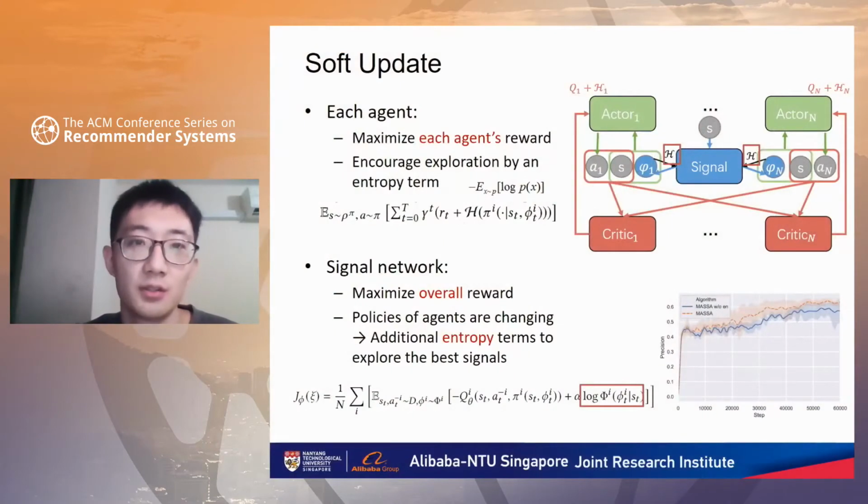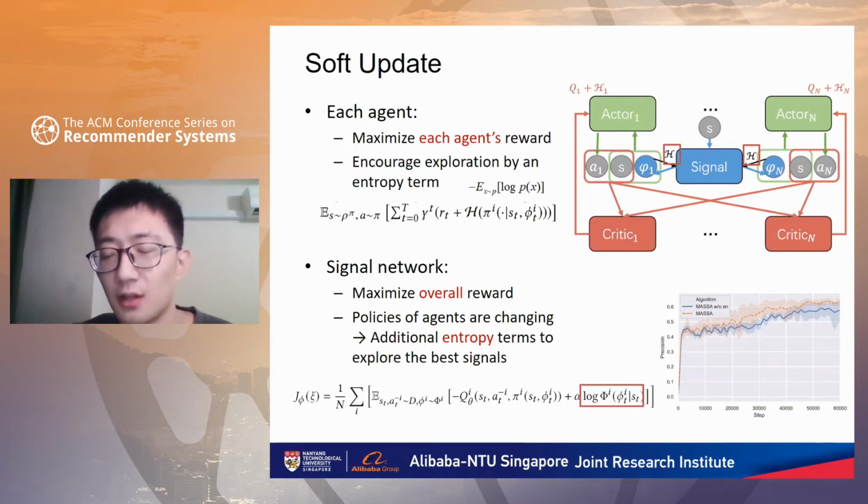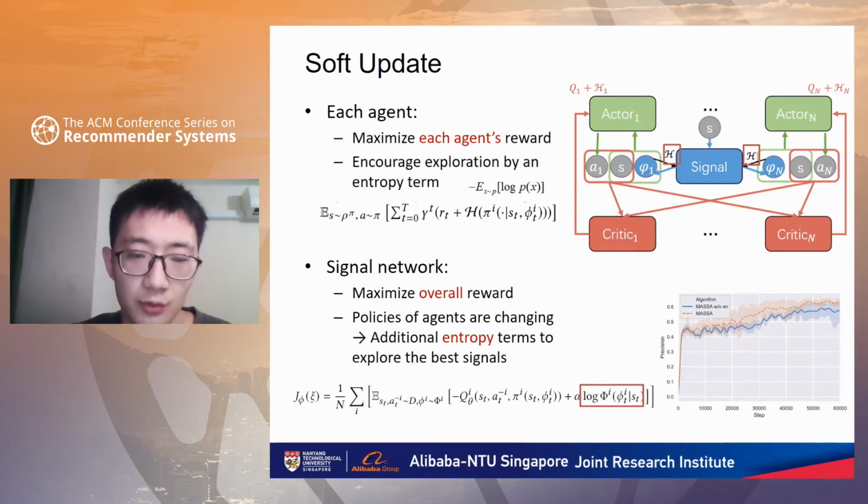So in our paper, we use a signal network to maximize the overall reward by sending vectors to each agent. I think that in this way, the performance of the algorithm improves a lot in our experiments, but a challenge here is that the policies of each agent are changing over time. So if, in training, our signal network finds a good way to send signals to each agent, and their policies are changing, the good signal will probably become bad over time.